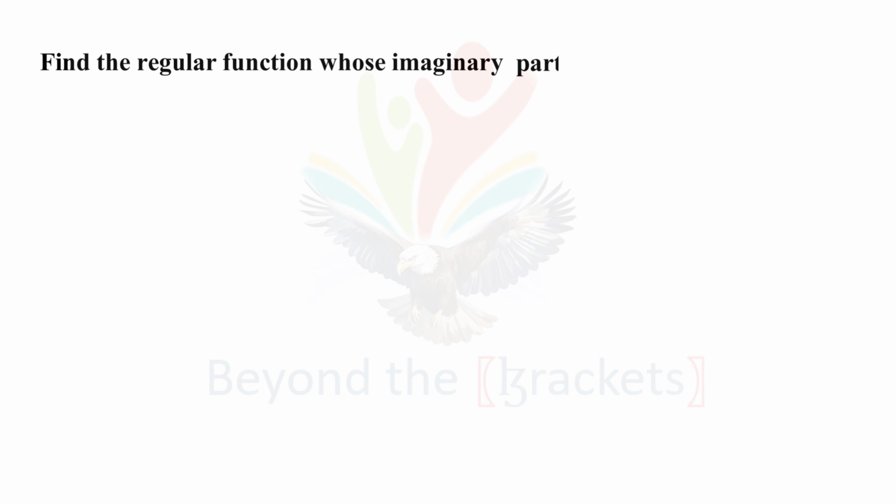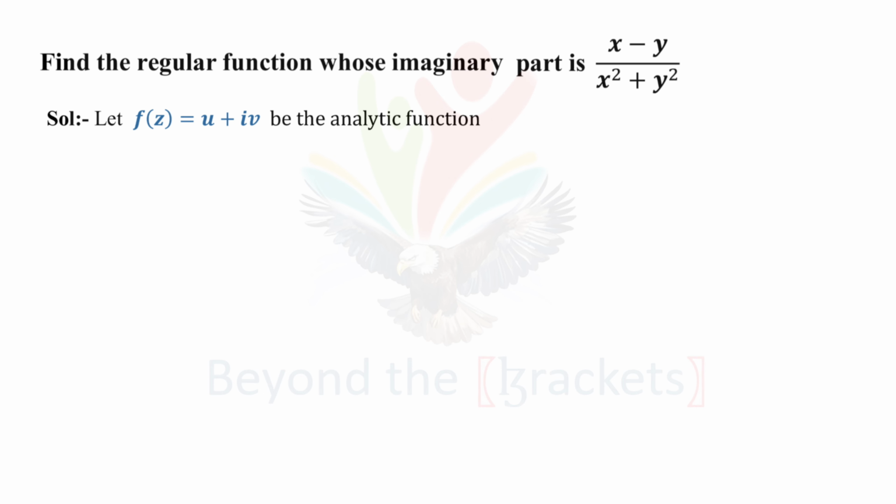The next question says, find the regular function whose imaginary part is x minus y by x square plus y square. We solve it by considering f of z is equal to u plus iv, which will be the analytic function, where v is given as x minus y by x square plus y square. Differentiating v partially with respect to x. Here numerator and denominator both are having x, so we apply the u by v rule.